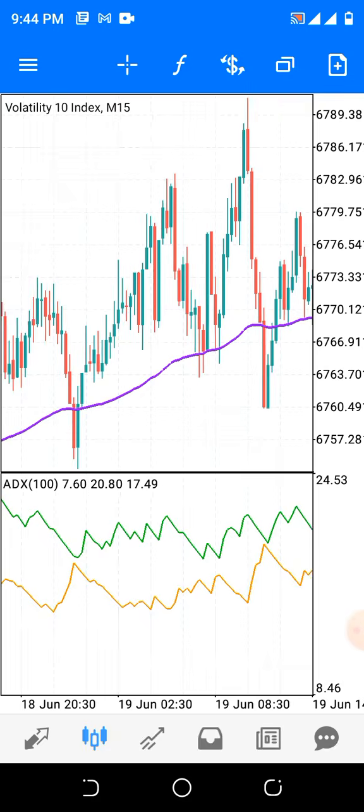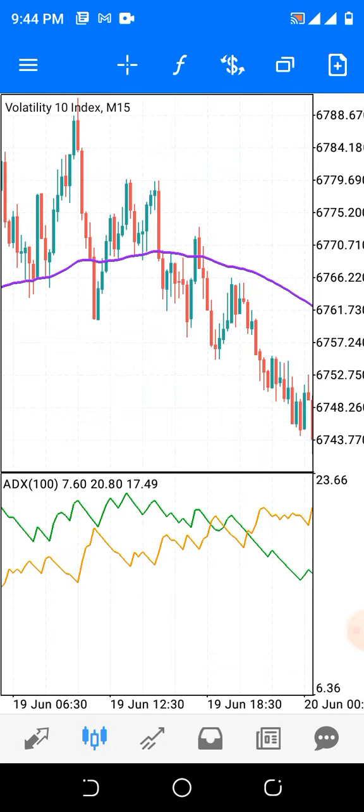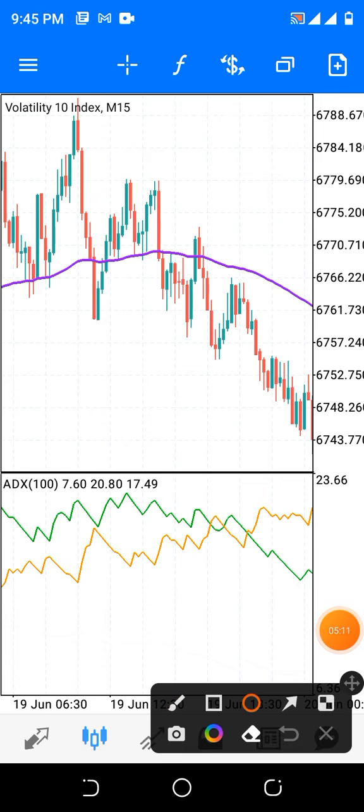Now there is something I want to show you. Pay attention. Observe these two points. You see there is a crossing here, there is a crossing here, but is there any crossing here? There is no crossing here. So we don't take any position here because there is no simultaneous crossing by the ADX lines, so we don't take any trade here.